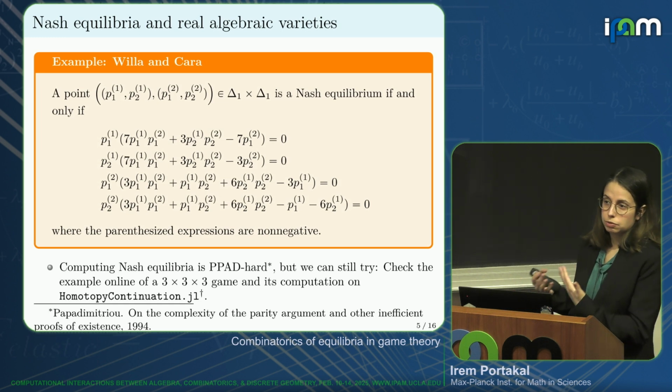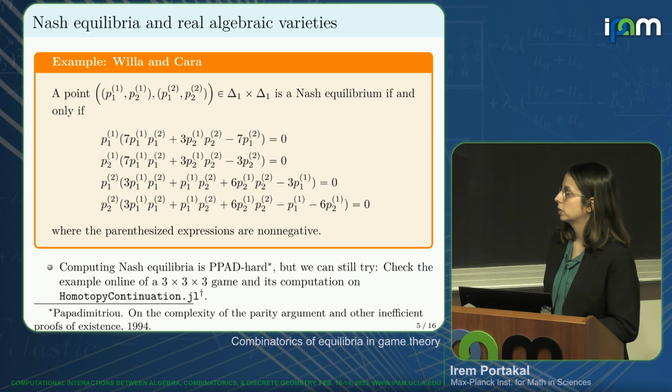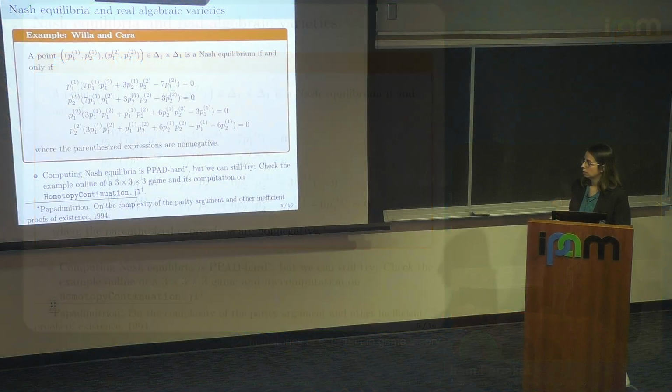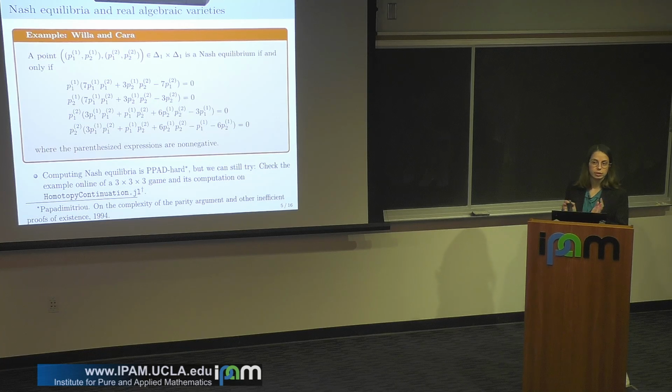But what we can do is, of course, use symbolic computation and numerical computation. We can use Macaulay2. We can use Julia, and in particular, the HomotopyContinuation package to find these points. If you want to look at it, there's an example that I wrote a couple of years ago for a 3-3-3 game that is pretty fast, like a couple of seconds to find a Nash equilibrium of a game.